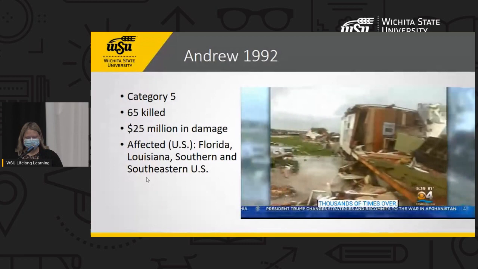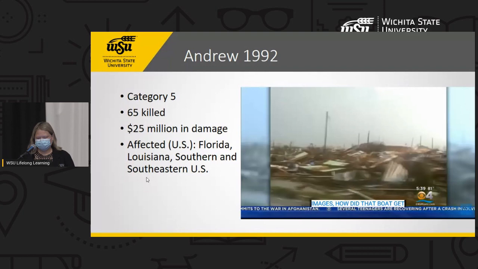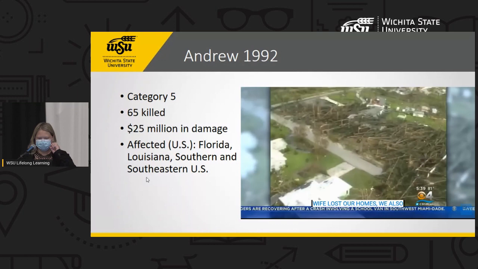Everywhere, surreal images. How did that boat get there? Cars and trucks tossed about like Tonka toys, and toys didn't stand a chance. If we lost our homes, we also lost places where we shopped and ate. Some churches looked like the devil himself had come to call. Everything that makes a community gone with the wind.